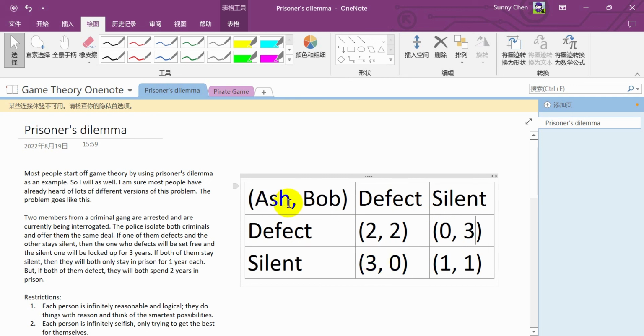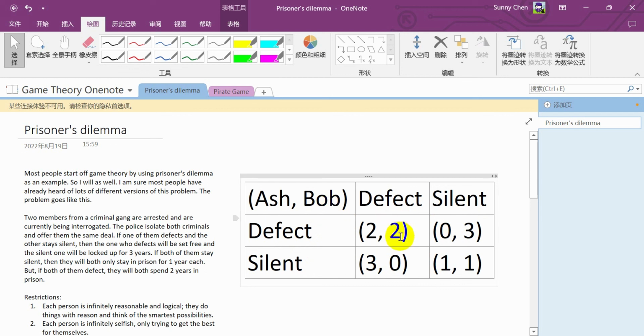Ash will think similarly. If Bob defects, Ash can either defect or stay silent. Defecting would make him stay in prison for 2 years, and staying silent would make him stay in prison for 3 years. He would think defecting is the better choice. And if Bob stays silent, Ash will still choose whether he wants to defect or stay silent. If Ash defects, he will be set free, but if he stays silent, he will have to spend 1 year in prison. So he would think defecting is the better option.